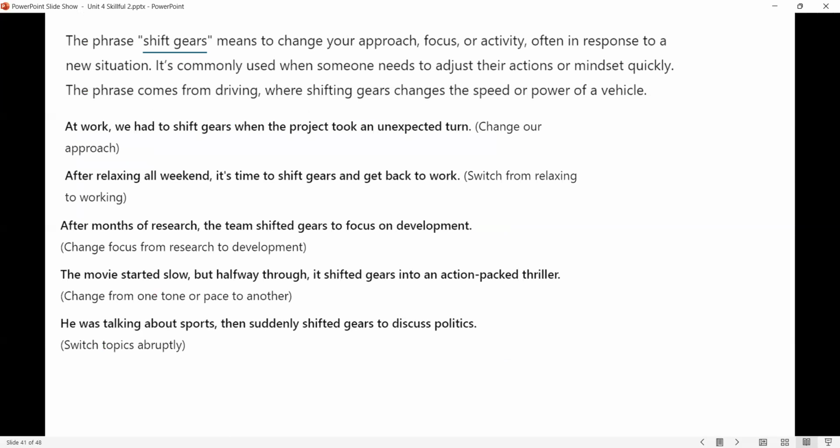Shift gears. The phrase shift gears means to change your approach, focus, or activity, often in response to a new situation. It is commonly used when someone needs to adjust their actions or mindset quickly. The phrase comes from driving, where shifting gears changes the speed or power of a vehicle. At work, we had to shift gears when the project took an unexpected turn. It means we changed our approach. After relaxing all weekend, it's time to shift gears and get back to work. It means switch from relaxing to working. Read the rest by yourself.